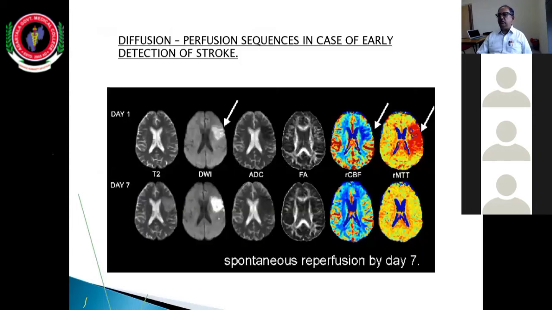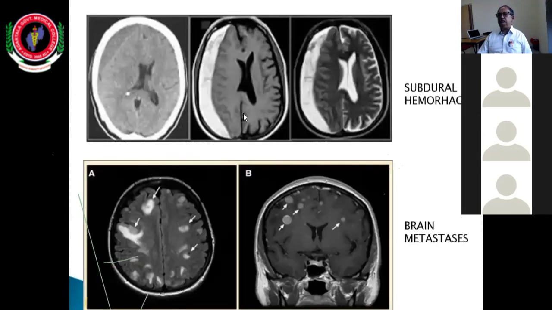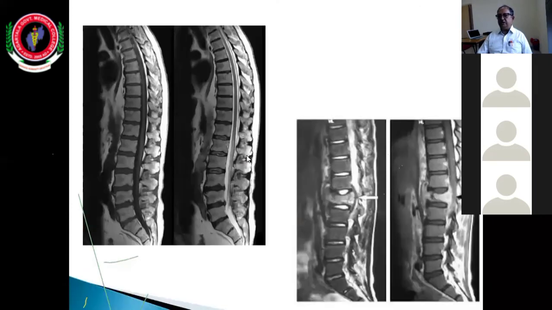So these are a few images of the modern applications of the MRI, where diffusion and perfusion sequences are shown. In the CT images, you can see the chronic subdural, which is better evaluated by the MRI. These are a few nodular lesions in the brain parenchyma, suggestive of brain metastasis.